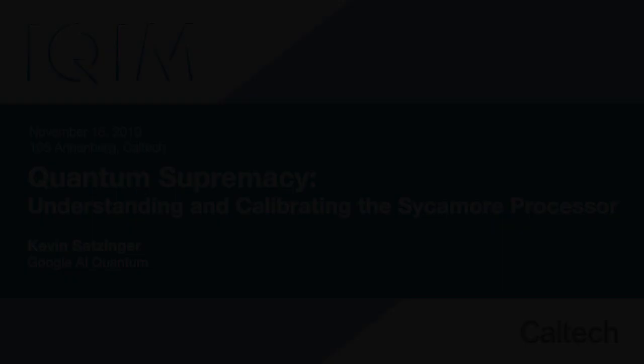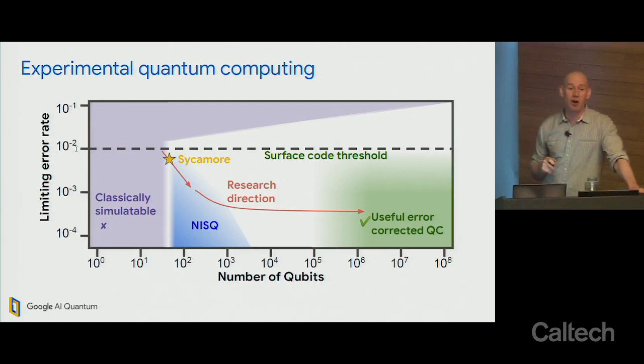The vertical axis is the limiting error rate, which is generally going to be your 2-qubit error rate. This horizontal line is at 1%, and that's the threshold for surface code error correction, which is the type of error correction we are pursuing, although there are other codes out there. We're pursuing this research direction plotted in red, where we're trying to expand to larger systems, but also bring down this limiting error rate. It's important to focus on both the number of qubits and this limiting error rate, and try to get rid of errors as much as we can.